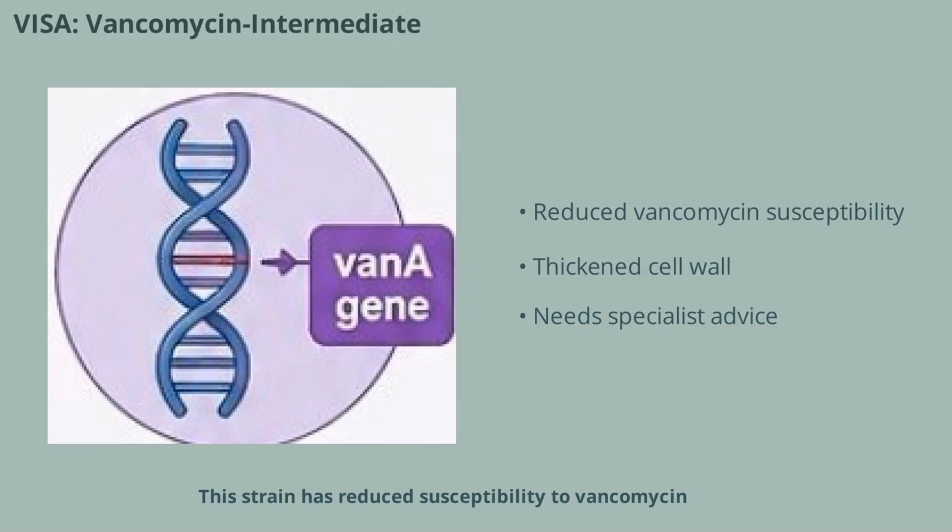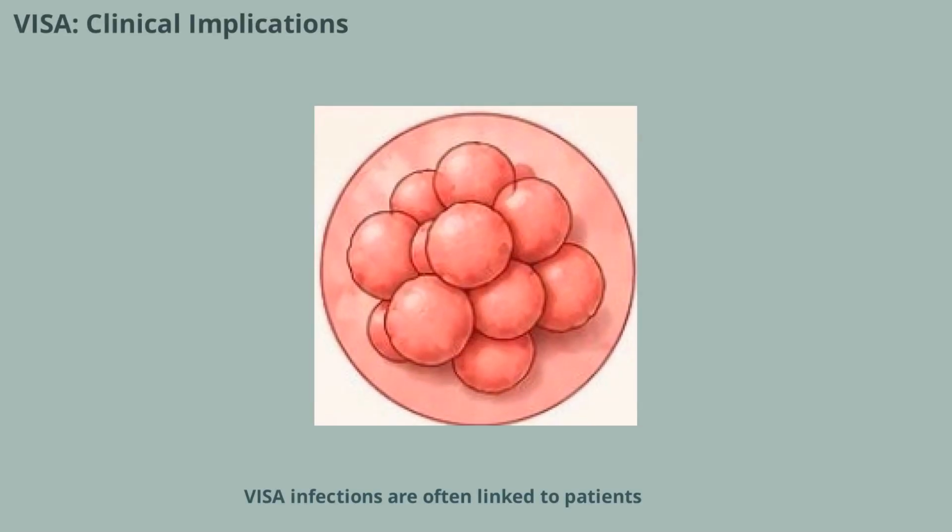Next, we have VISA, vancomycin-intermediate Staphylococcus aureus. This strain has reduced susceptibility to vancomycin, often due to a thickened cell wall that limits drug penetration. VISA typically emerges after prolonged or repeated vancomycin exposure. Infections caused by VISA are more challenging to treat, and alternative agents may be needed. Recognizing VISA is crucial, as standard vancomycin therapy may not be effective, and treatment should be guided by susceptibility testing and specialist advice.